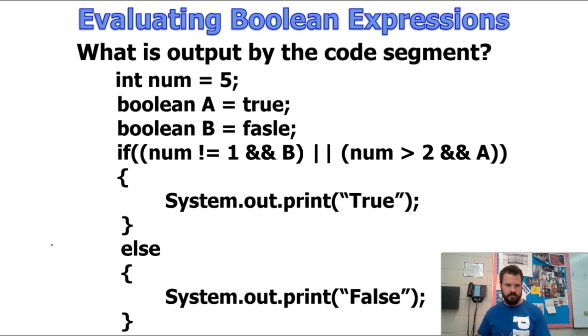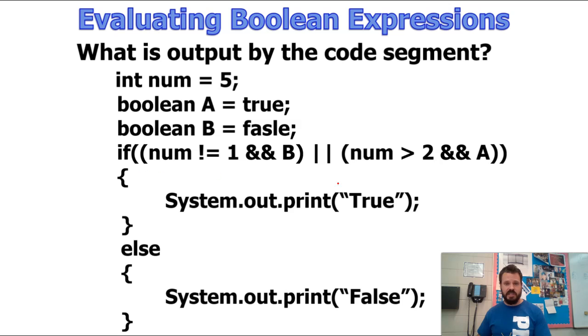All right, let's take another look at another example. And this one's kind of reversed. We've got ands within the parentheses, and or is kind of the larger operator combining two different Boolean expressions. So we've got the same, num gets 5, A is true, B is false once again.